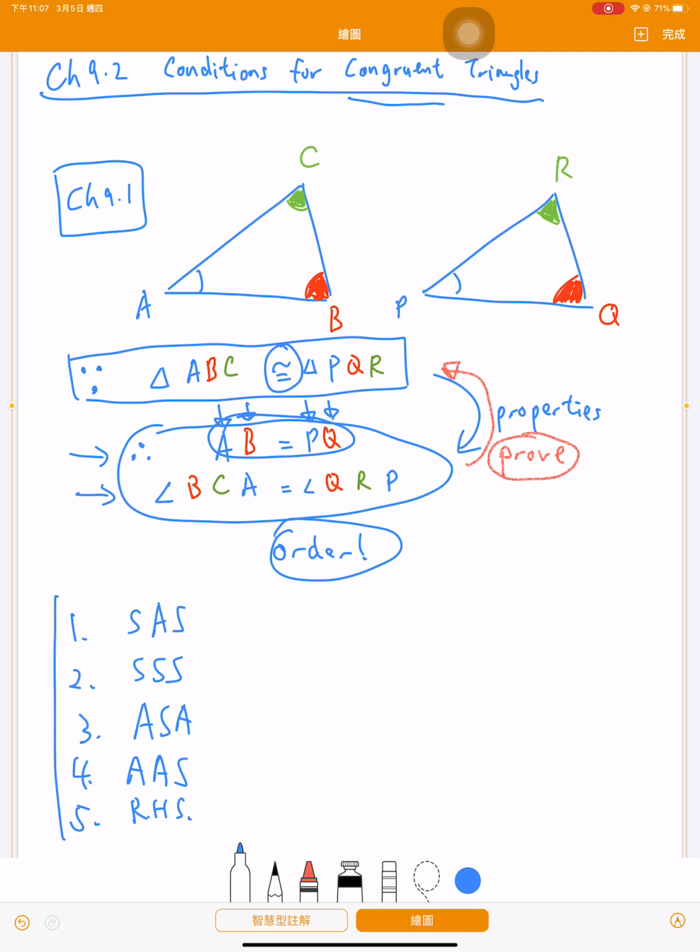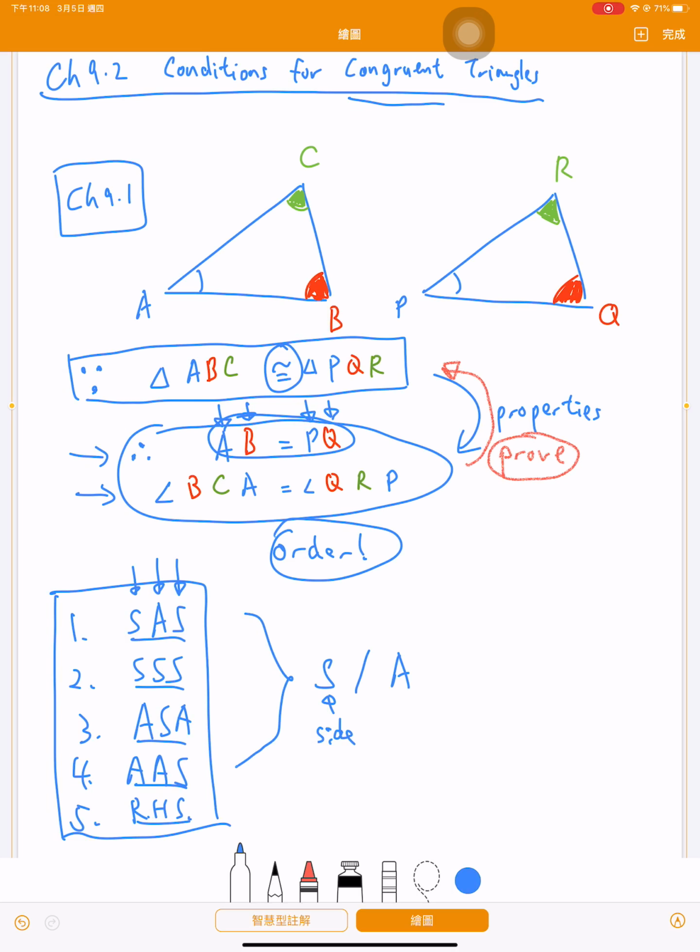So today we are going to analyze these 5 conditions. First of all, we can see that all of them consist of 3 letters, right? 1, 2, and 3. All of them are 3. And also, in the first 4 conditions, all of them consist of S or A only, just in different orders, or the number of S is different, right? S means side, which means there are 2 corresponding sides that are equal. A means angle.